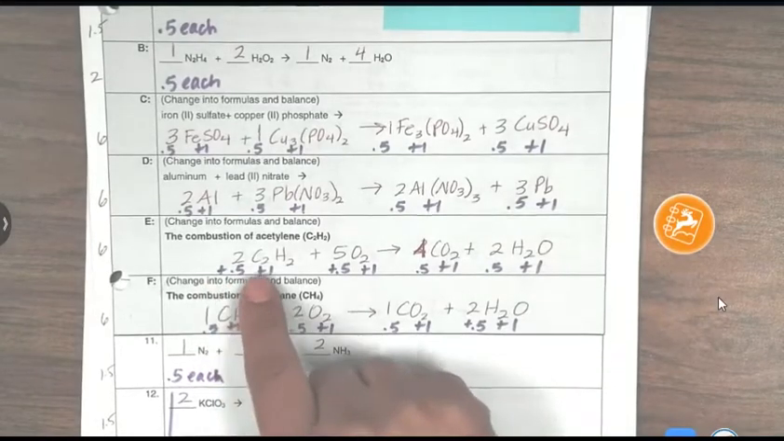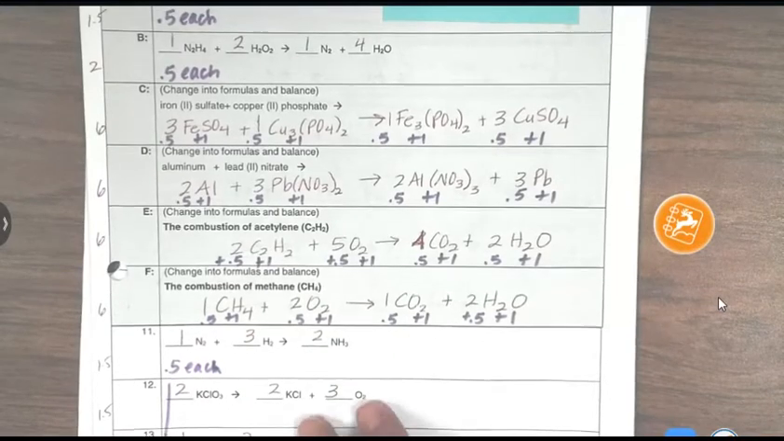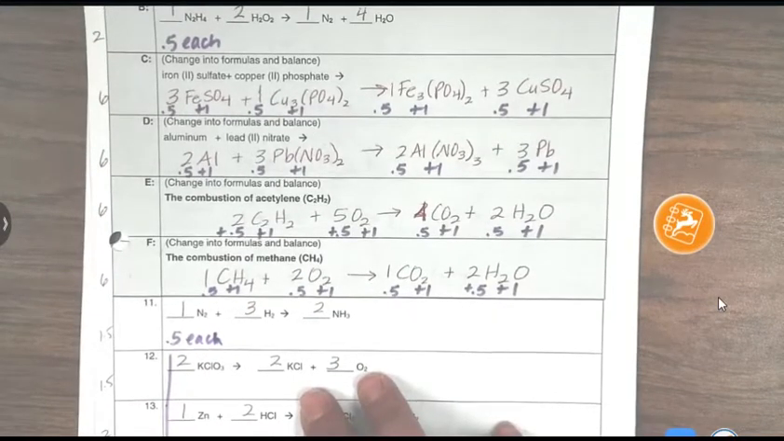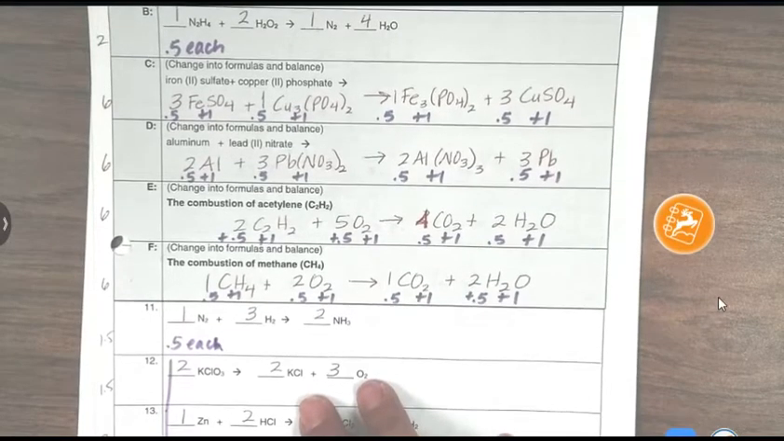E is 2 C2H2 plus 5 O2, arrow 4 CO2 plus 2 H2O. F is 1 CH4 plus 2 O2, arrow 1 CO2 plus 2 H2O. Remember, 1 is understood, so if you don't have anything there, that's fine.